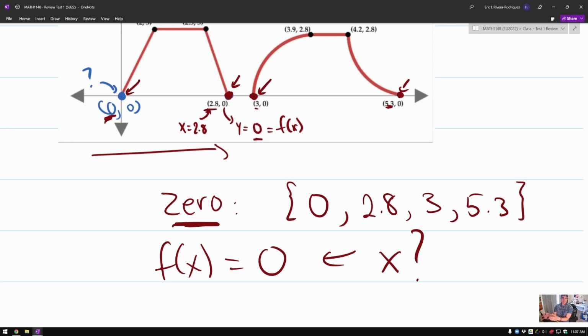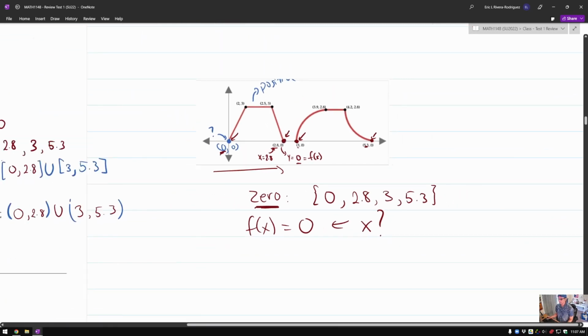Why are we using set notation? Because we have only 4 numbers. We don't have an infinite amount of points. Any question?